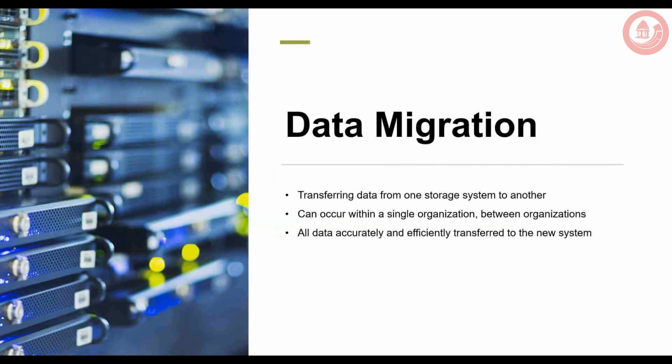So what is the data migration process? Data migration is the process of transferring data from one storage system to another, or from one format to another, where the ultimate aim is to upgrade, consolidate, or modernize the final system. This process can occur within a single organization or across organizations, or even between different data storage systems and formats. The goal of data migration is to ensure that all the data is accurately and efficiently transferred to the new system or format, and that data integrity is maintained throughout the process.